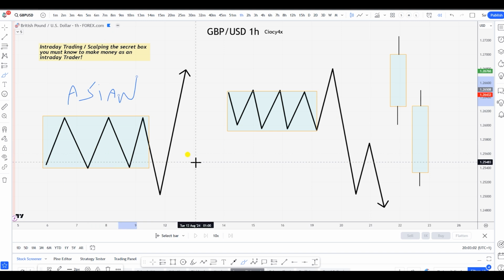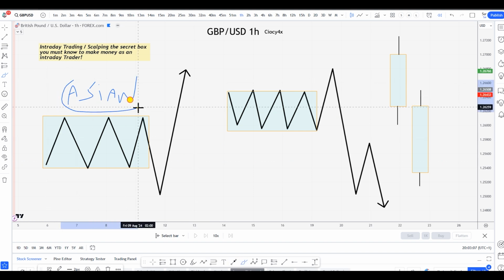But the biggest thing that people don't understand is that they only focus on this. They only think, oh, you see the Asian session, you see what price is doing there, and then based on that, whenever you see price coming to the next session doing something particular, which I will explain shortly, they just trade it, which is wrong.